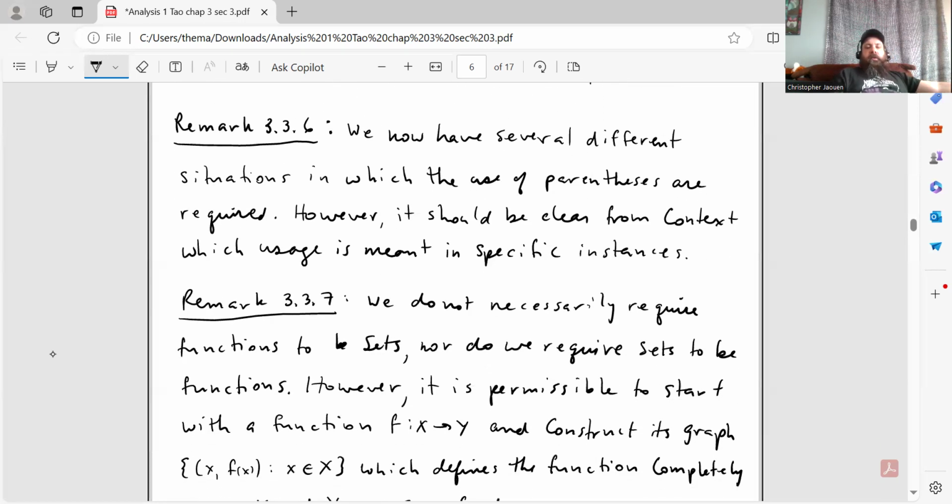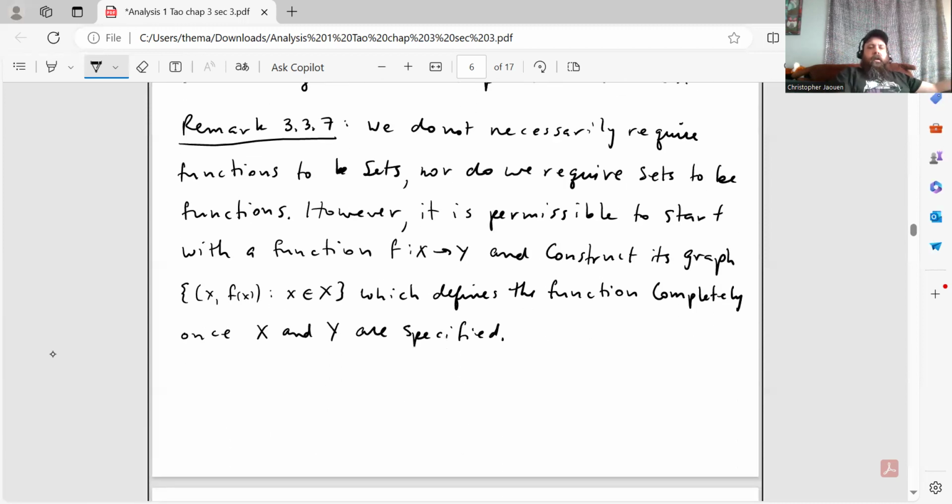All right, here's remark 3.3.6. We now have several different situations in which the use of parentheses are required. However, it should be clear from the context which usage is meant in specific instances. So he's just giving you a heads up there. There's a lot of different notations that use parentheses. But again, there shouldn't be any issue about confusion if you take the context into account. Again, if you've taken math courses, you guys understand this, hopefully.